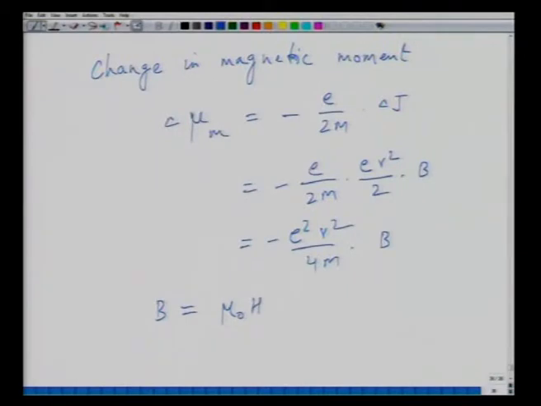Now, replace B with mu naught H. This is from the macroscopic picture that you know. So, replace this in our equation. What you get is delta mu m equal to minus of e square r square mu naught divided by 4m multiplied by H. And this is for the two-dimensional picture that we have taken.